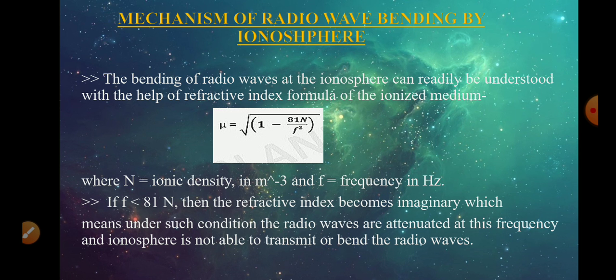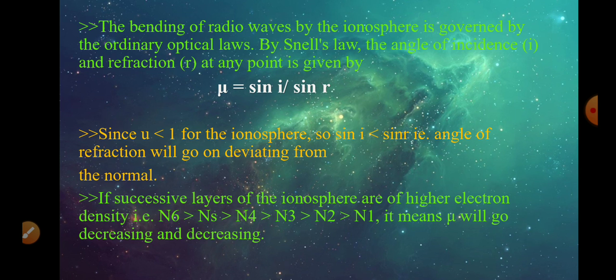Now, if we see the bending of radio waves, we find that it follows Snell's law, according to which mu is equal to sine i by sine r. Whenever light or rays travel from a denser to a rarer medium, they bend away from the normal.